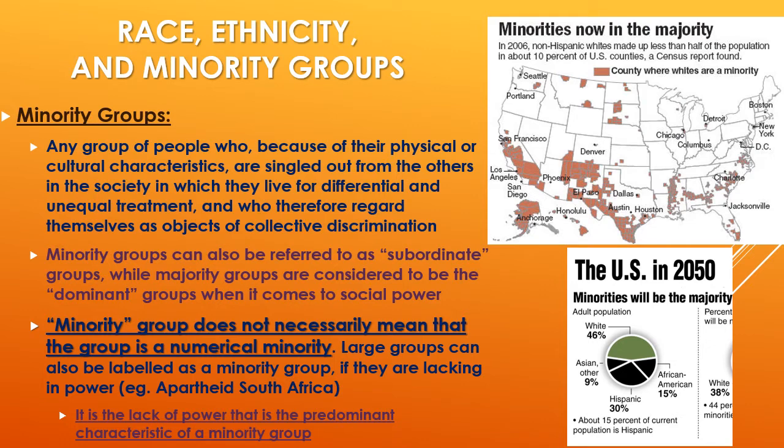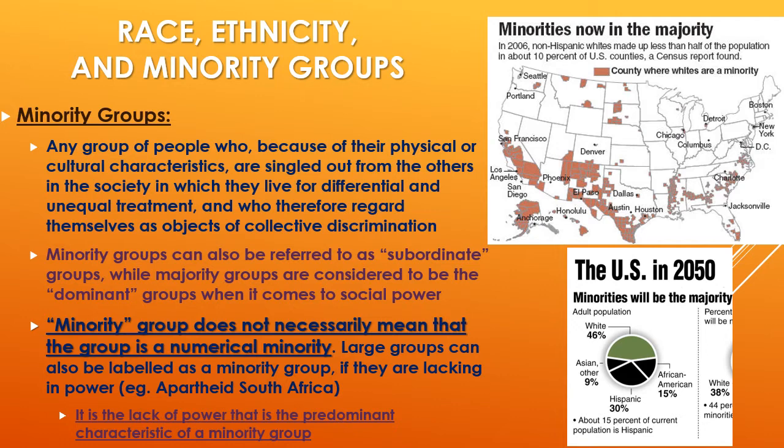So what makes a minority group a minority group? Any minority is a group of people who, because of their physical or cultural characteristics, so their racial or ethnic characteristics, are singled out from the others in society in which they live for differential and unequal treatment, and who therefore regard themselves as objects of collective discrimination. Minority groups are also referred to as "subordinate groups," while majority groups are the dominant groups when it comes to social power.